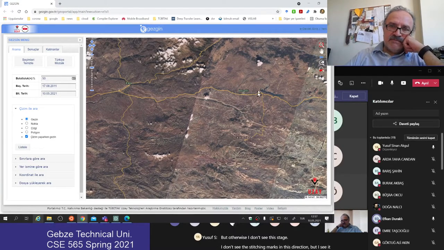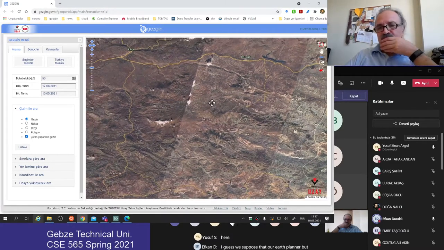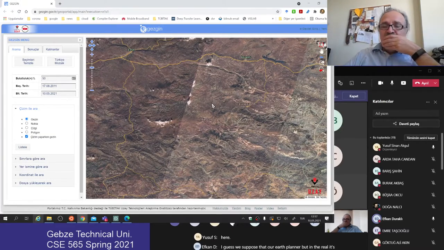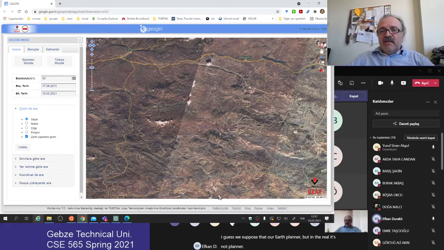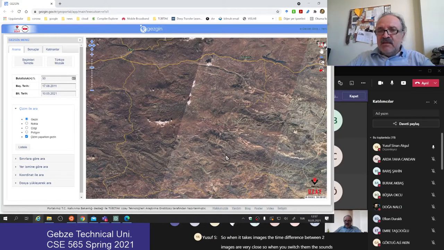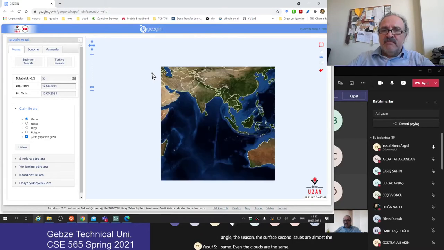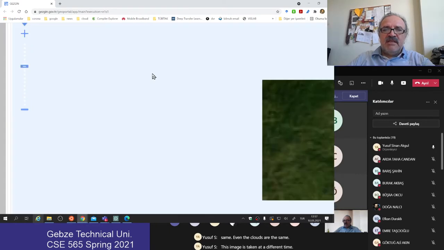I guess we suppose that our Earth is planar, but in reality it's not planar. No, that's not it. Maybe the satellite moves this way. So when it takes images, the time difference between two images is very small. So when you stitch them, the sun's angle, the season, the surface conditions are almost the same. Even the clouds are the same. This image is taken at a different time. That's why you see these bendings.